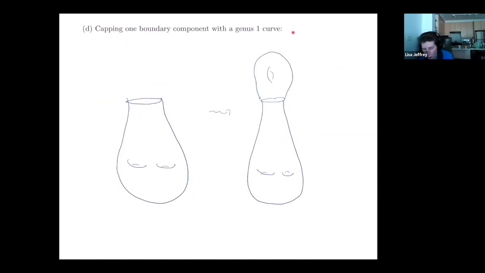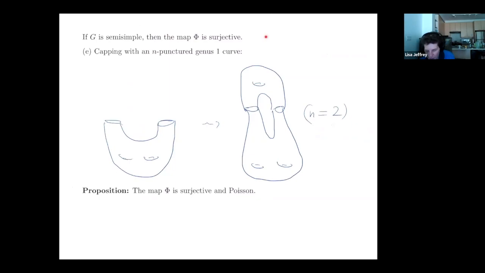You can cap off one boundary component with a genus 1 curve with one boundary component. That looks like so. If G is semi-simple, then that map of character varieties is surjective. But that would not be the case if it's not semi-simple. Another example is capping a surface with n boundary components with an n-punctured genus 1 surface. In that case, the map is surjective and it is a Poisson map.